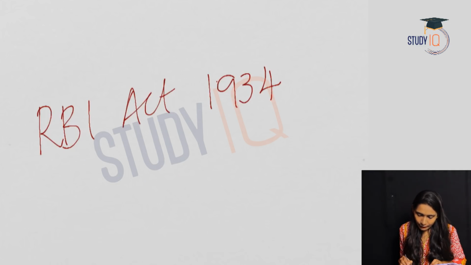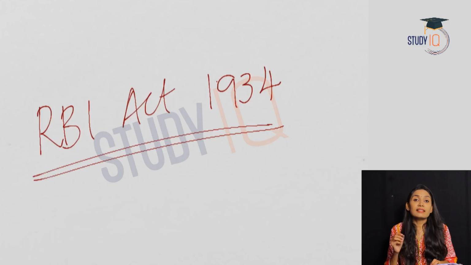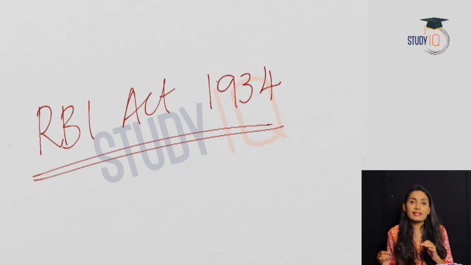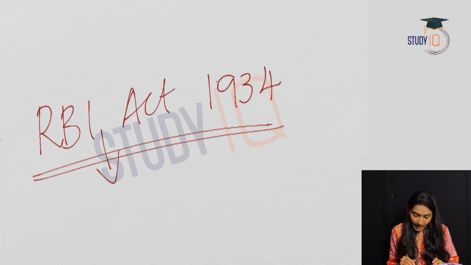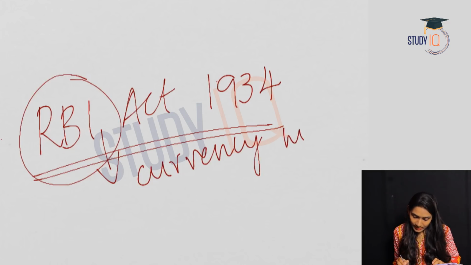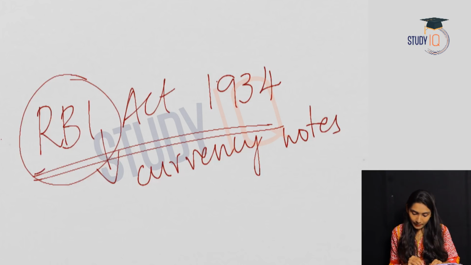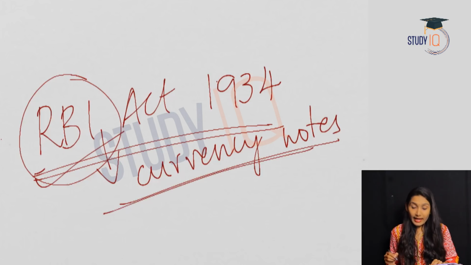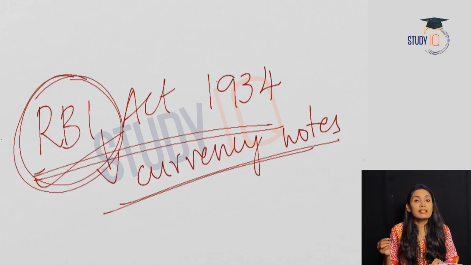According to the RBI Act of 1934, this act says that the central bank of the country has the sole authority to issue currency notes. So which means RBI is the sole authority to issue currency notes in India. And the Act also says that every note that is issued by the Reserve Bank of India in the country shall be legal tender anywhere in the country.